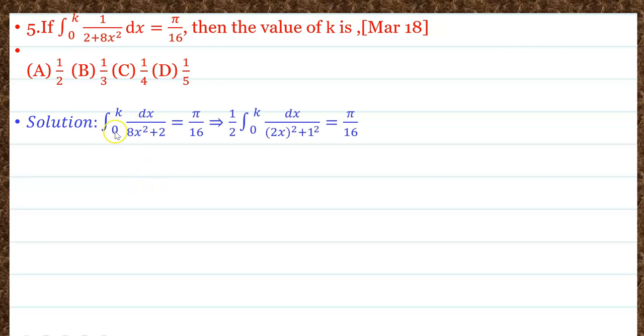इंटिग्रेशन सोल्युशन बघा. इंटिग्रल 0 to k dx upon 8x square plus 2 इज इक्वल्स टू पाय अपॉन 16. या दोघांना आपण 2 कॉमन काढणार. देअरफॉर हिअर इज अ 1/2 इंटिग्रल 0 to k dx. इफ यू टेक 2 ॲज अ कॉमन, जर आपण इथे घेतला इथे 4x² मिळेल. 4x² इज अ स्क्वेअर ऑफ द 2x ब्रॅकेट स्क्वेअर आणि इथे 1 असणार आहे, दॅट इज अ 1 स्क्वेअर, दॅट इज इक्वल्स टू पाय अपॉन 16.